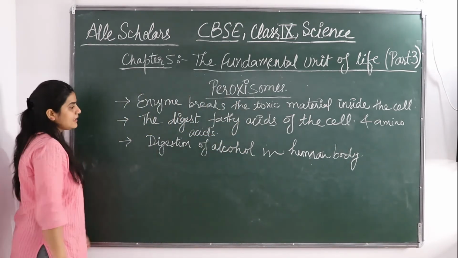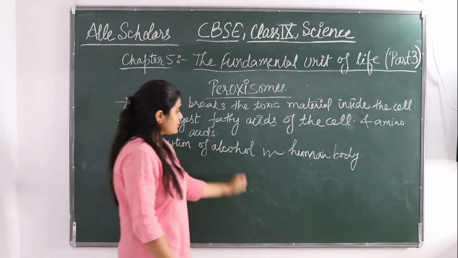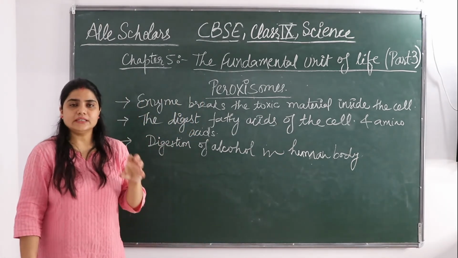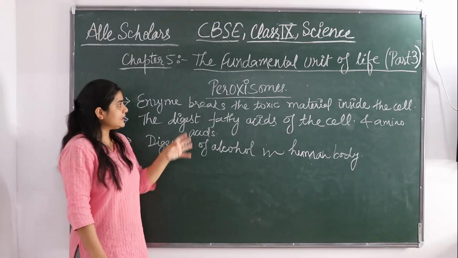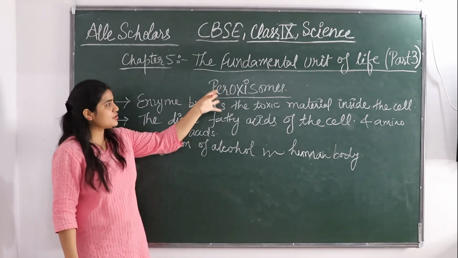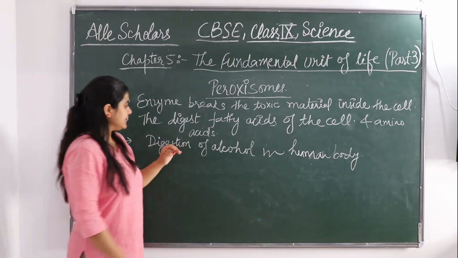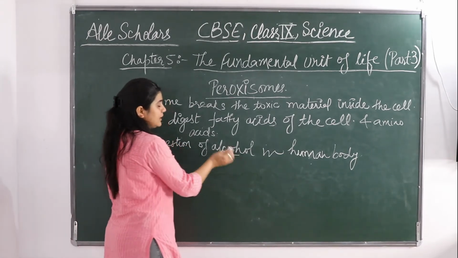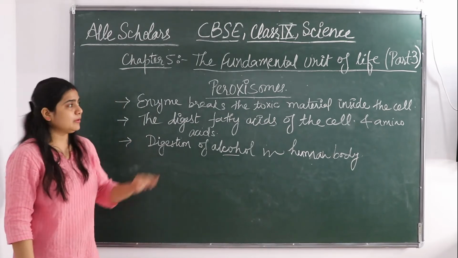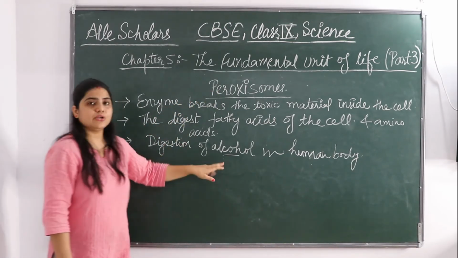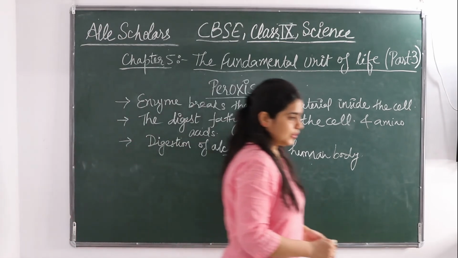So what happens is they help in the digestion of alcohol in the human body. Our liver contains a large number of peroxisomes. That's why it is said that if you drink lots of alcohol, it affects your liver only, because the peroxisome, the enzyme which is digesting the alcohol, is present in the liver only.